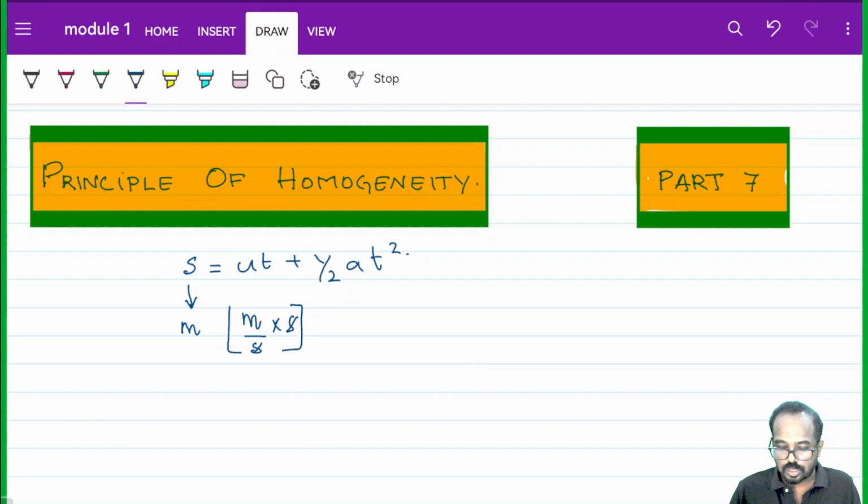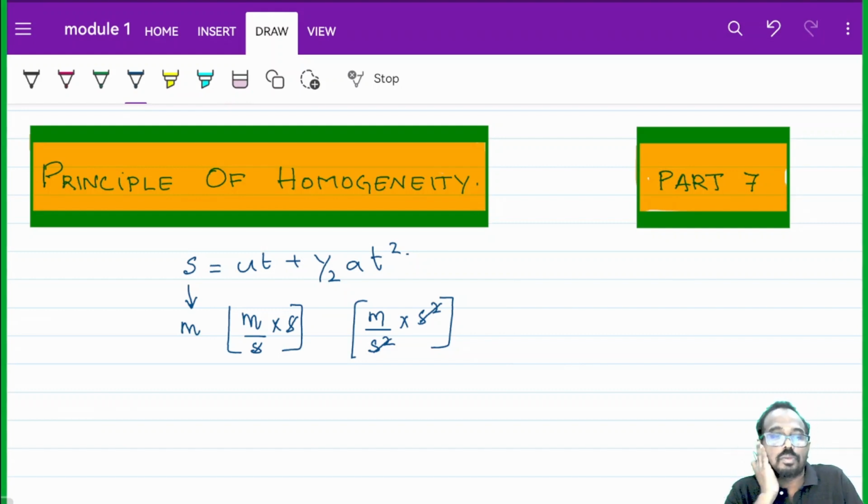Here, acceleration, meter per second square, multiplied by time, second square. When you check, this also has the same unit, right? So you can see that each and every term in that equation will have the same unit. This is the principle of homogeneity. In simple words, you can add or subtract similar quantities only.